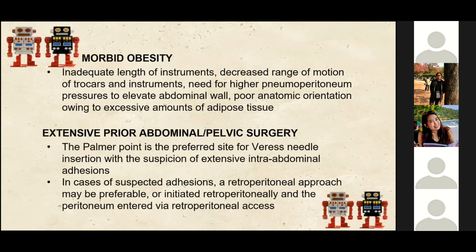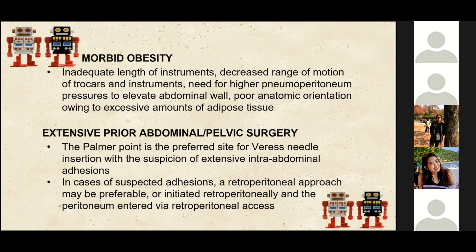So first is morbid obesity. You may encounter problems such as inadequate length of instruments, decreased range of motion of the trocars and instruments, the need for higher pneumoperitoneum pressures to elevate the abdominal wall, poor anatomic orientation owing to excessive amounts of adipose tissue. However, studies have shown for laparoscopic adrenalectomy and nephrectomy in obese patients that the laparoscopic group had significantly superior outcomes regarding blood loss, resumption of oral intake, and ambulation, as well as narcotic analgesic requirements, median hospital stay, and convalescence.